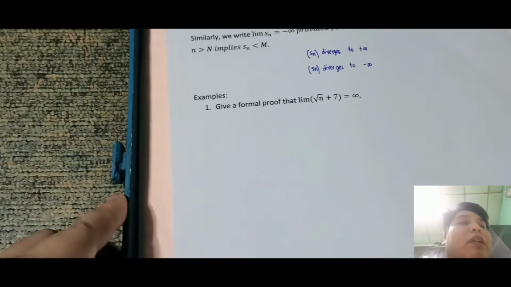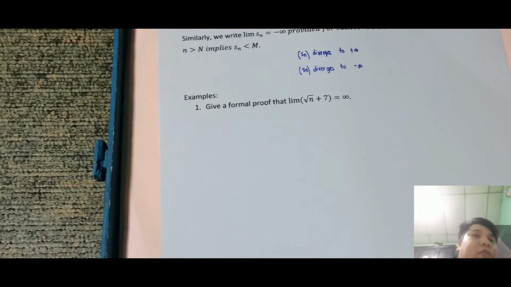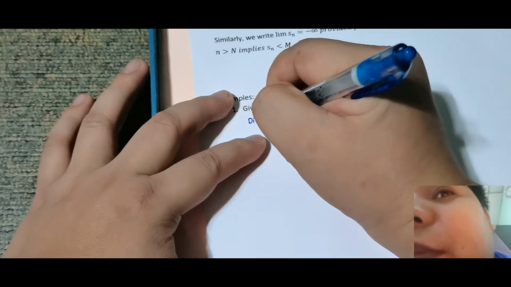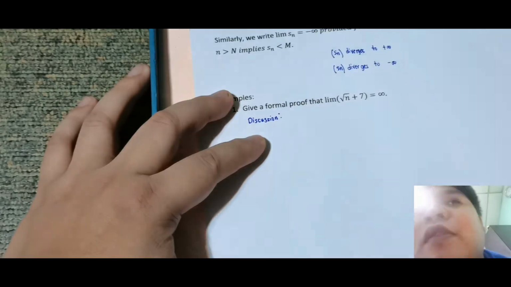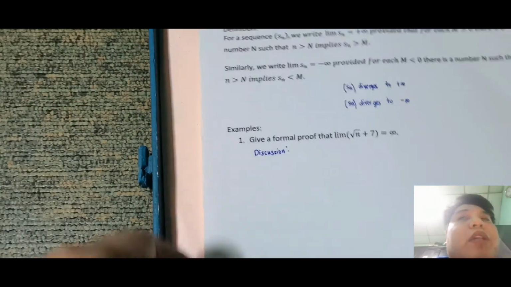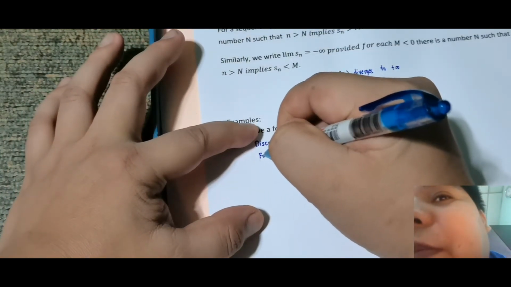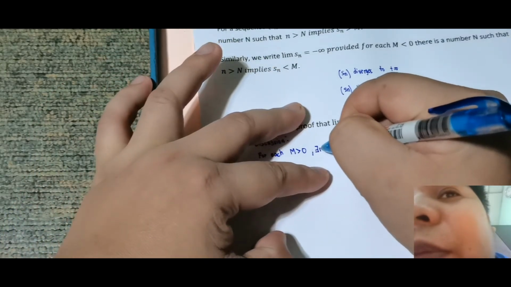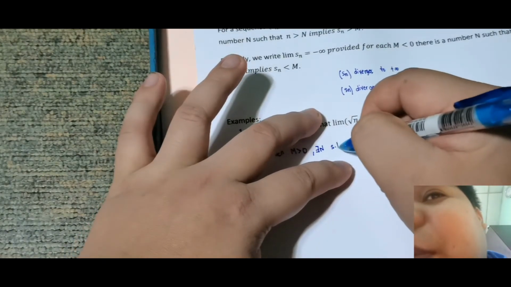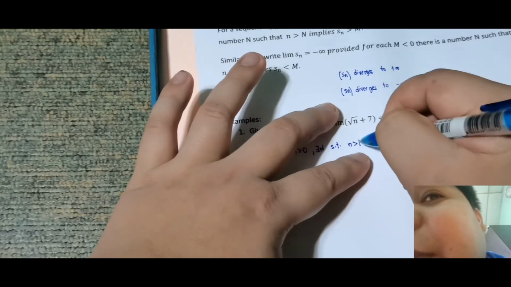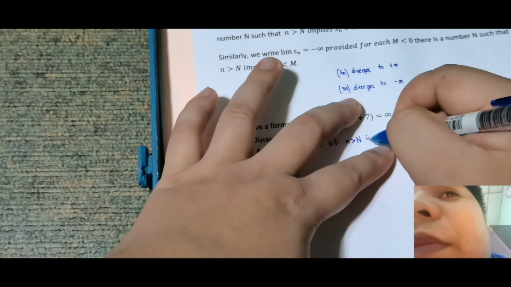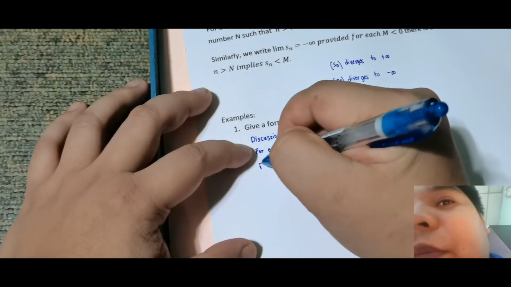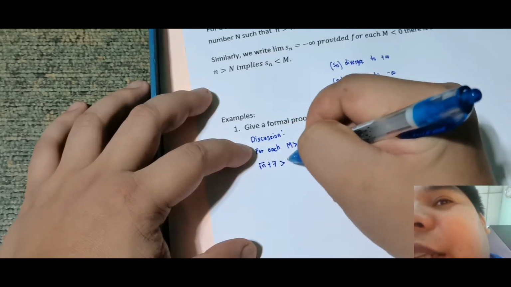Dalawa yung pagpipilian. So, example, number 1, give a formal proof that the limit of square root of n plus 7 is equal to positive infinity. So, let's have discussion. Okay, so for discussion, sabi dahil positive infinity, aware ka na for each m that is positive, kasi greater than 0, there exists N, na element ng natural number, such that n is greater than big N, implies, so this implies that S of n is greater than m. So S of n, square root ng n plus 7, is greater than m.